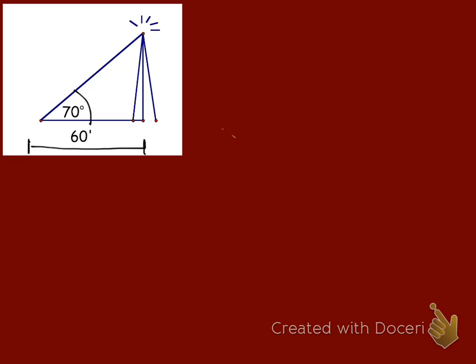What two sides am I dealing with? This is the adjacent side, right? And this is the opposite side, right? So if I'm dealing with adjacent and opposite and I'm not using the hypotenuse, that means I'm using tangent. So I'm going to say the tangent of 70 degrees is equal to the opposite, which I don't know right now, over 60 feet. So then, in order to get the opposite by itself, we'll multiply both sides by 60.